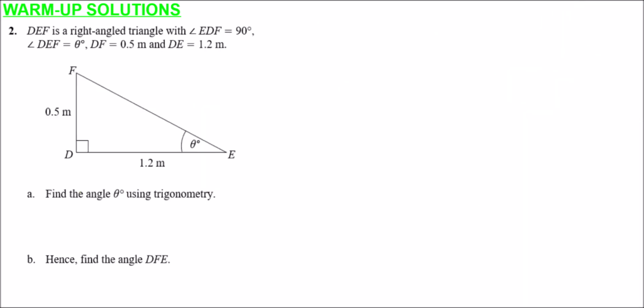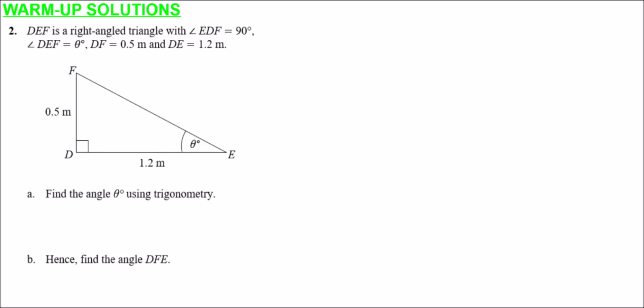Question 2, very similar to question 1. This time we have triangle DEF, which is a right-angled triangle, and we've got this information described here, but it's included in this diagram anyway. So I'm just going to skip right in to part A, find the angle theta using trigonometry.